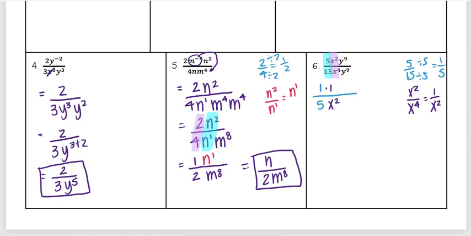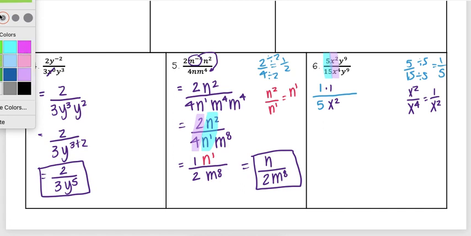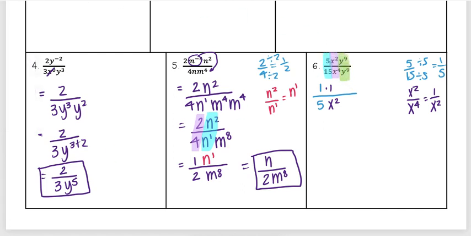And then lastly, I have my y's to deal with. So I have y to the 9th over y to the 9th. Well, when I subtract 9 and 9, I just get 0. And anything to the 0 power is just 1. So really my y's just cancel out. They go away, since it's the same thing on top and bottom. So I just have this left, and when I simplify that, 1 times 1, I just get 1 over, 15 divided by 5 is 3. Sorry about that. 3x squared.